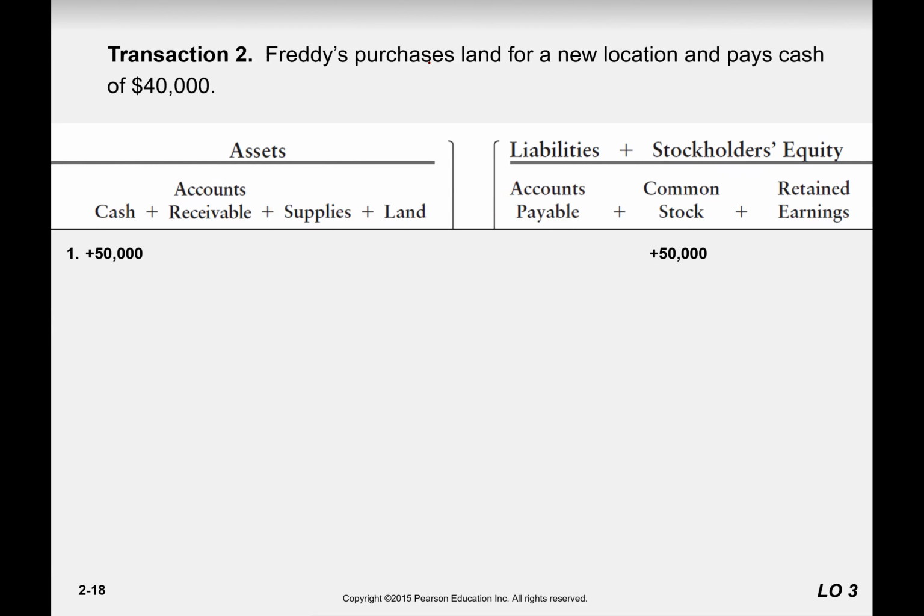Freddy's purchases land for a new location and pays cash of 40,000. Can you record this? Everyone? Yes. Cash would be minus 40,000 and land 40,000. Well done, right? So every transaction affects 2 accounts. You see here, cash will be minus, or you can also write it in parentheses instead of using minus. In accounting, parentheses also mean a negative sign. Okay, let's make our breakout room and then we solve it together.